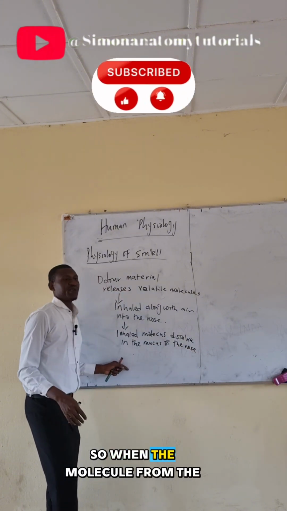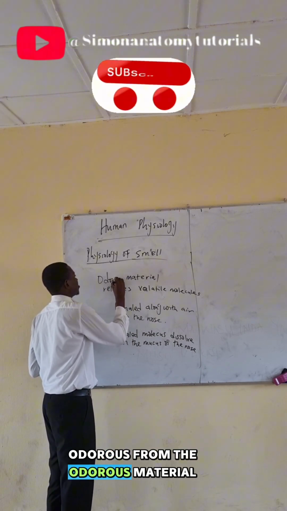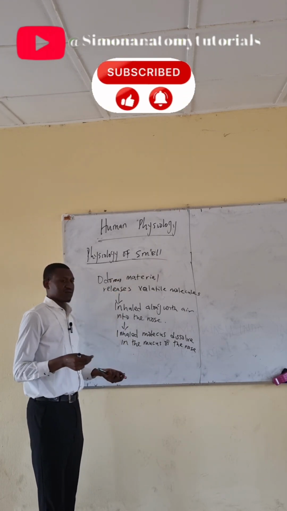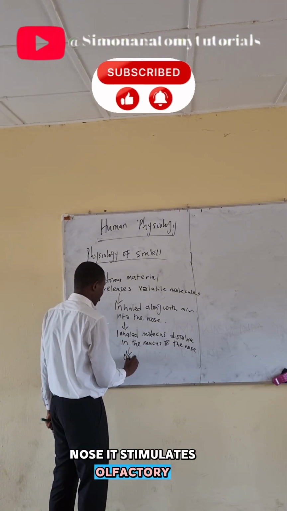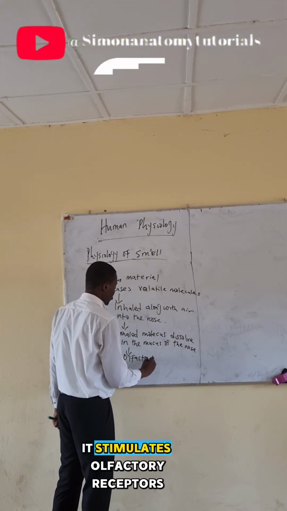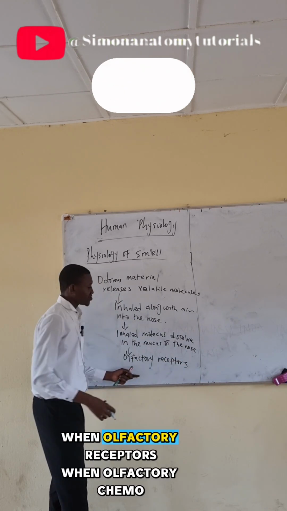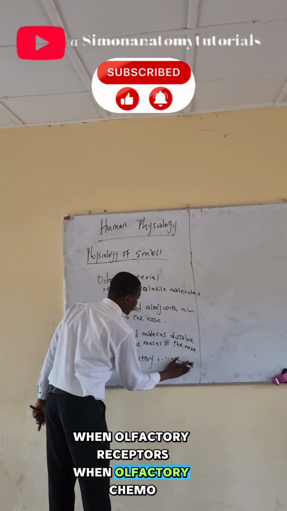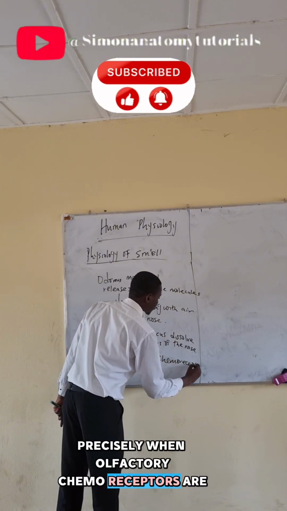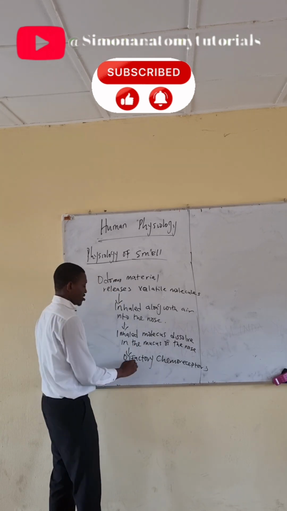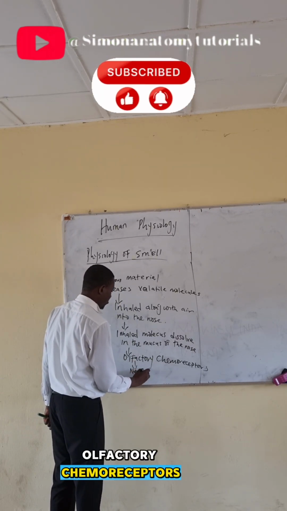When the molecule from the odorous material dissolves in the mucus of the nose, it stimulates olfactory receptors. When olfactory chemoreceptors are stimulated, nerve impulses are generated by the olfactory chemoreceptors.